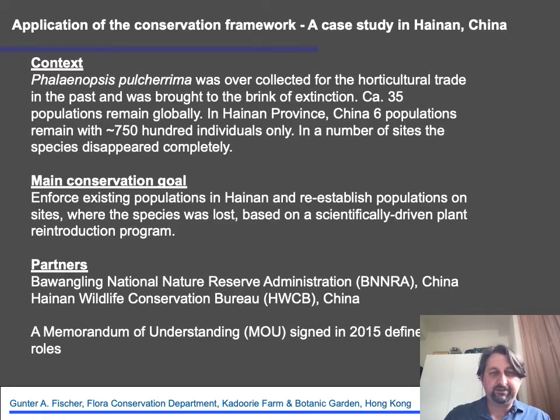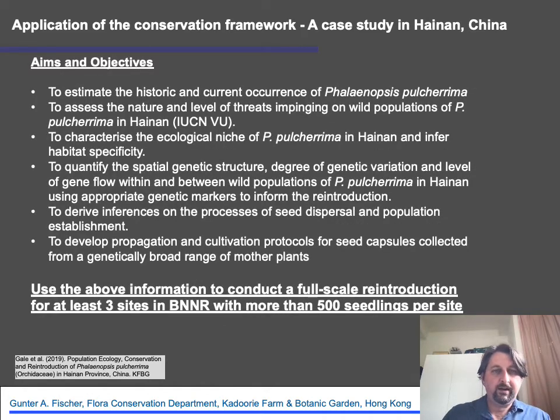In this case, we had to do a lot of stakeholder consultation, as pointed out in the framework, and we established memorandums of understanding with Bawangling National Nature Reserve Administration in China, as well as the Hainan Wildlife Conservation Bureau in China. The MOU was signed in 2015, which defined the roles of each party. The aims and objectives of the study were to estimate the historic and current occurrence of Phalaenopsis pulcherrima in Hainan, and to assess the level of threats in Hainan. And we found out that the species is considered vulnerable at the moment.